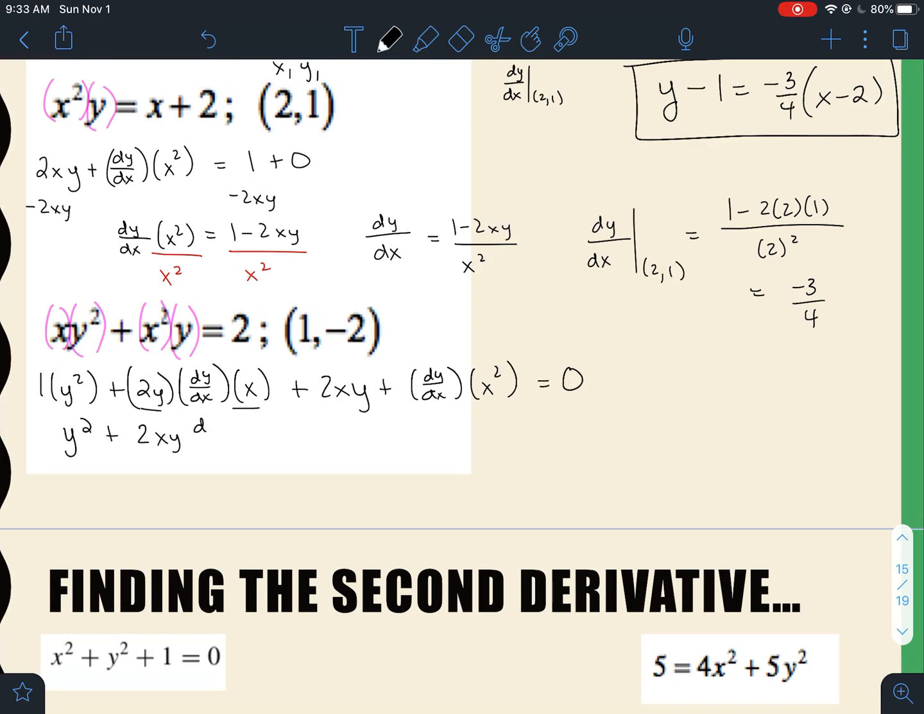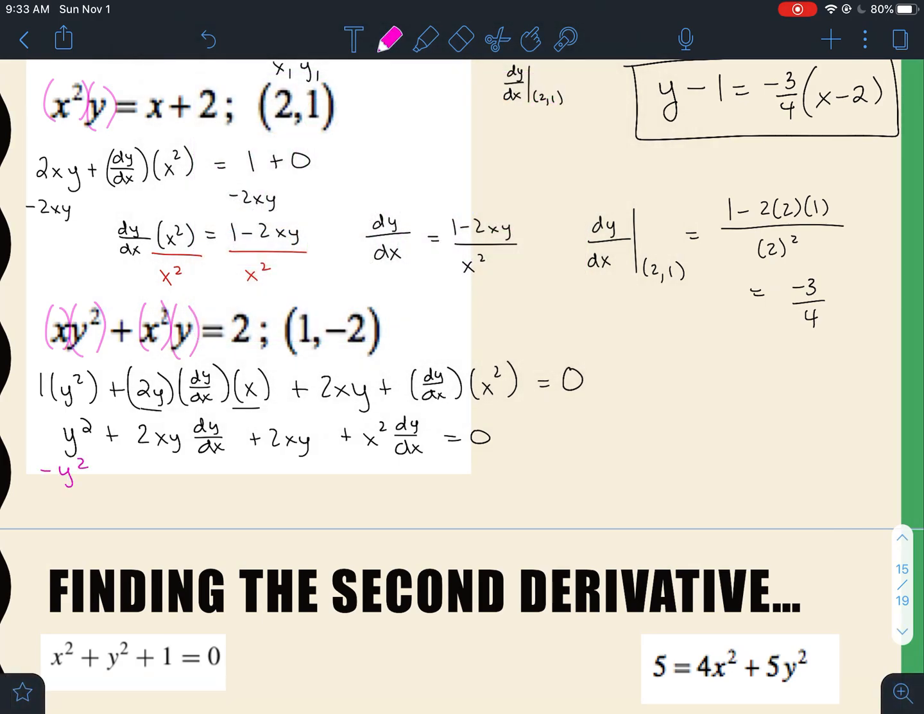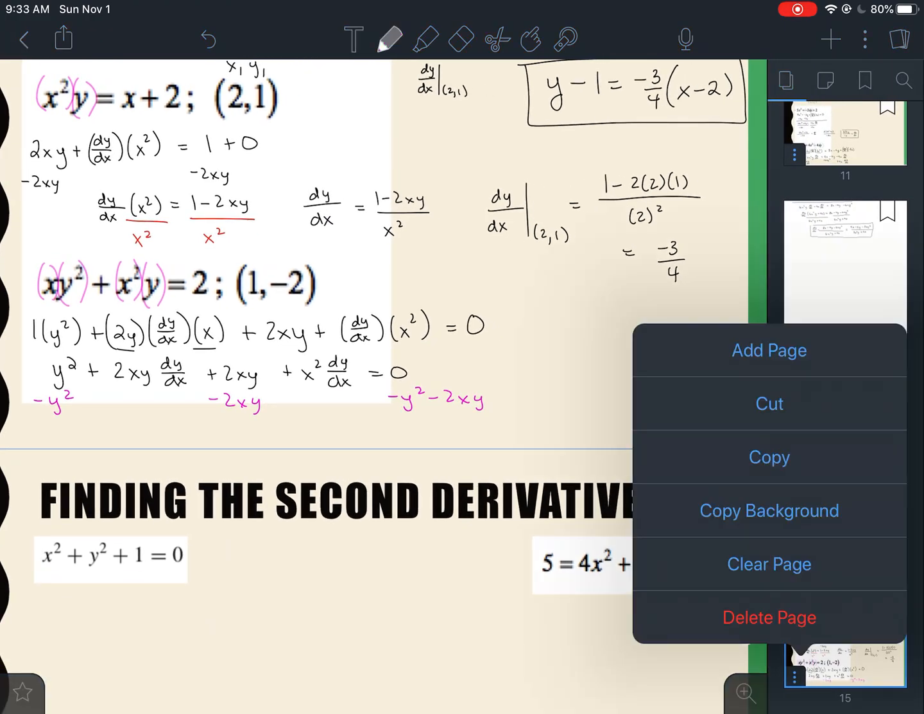So we have y squared plus 2xy dy/dx, then plus 2xy, then plus x squared dy/dx equals 0. I need to get all of the dy/dx's together, and then I'm going to move everybody else to the other side. So I'm going to subtract y squared, and I'm going to subtract 2xy from both sides.